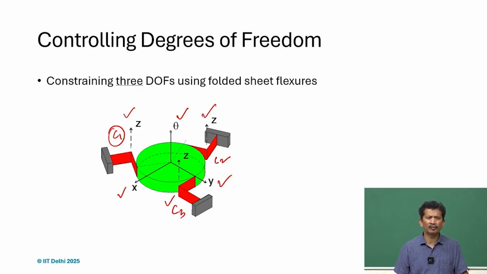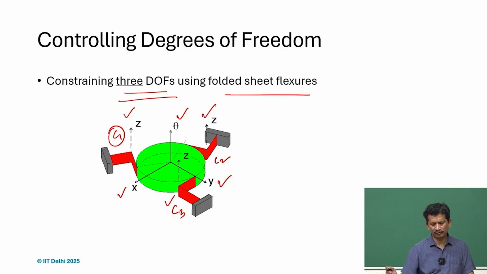At the same time, what we also realize is that it does not go through any kind of shortening as we move along x, y and theta, and that is why wherever we want to design compliant mechanisms that can move only in a plane, this is the preferred choice. So, 3 DOF and using folded sheet flexures.